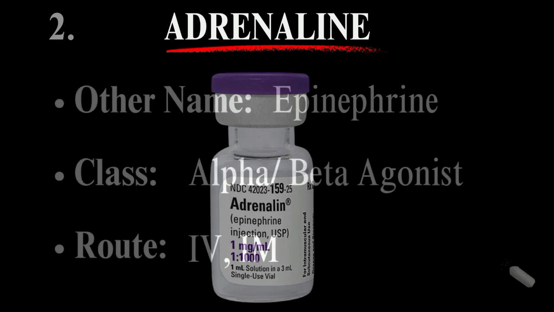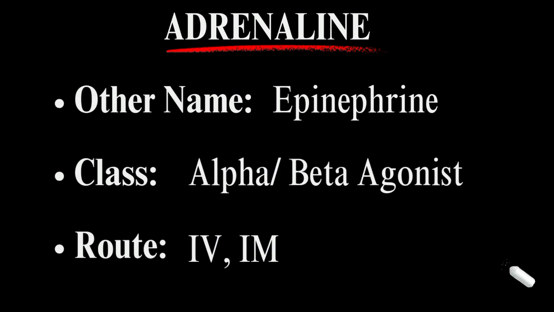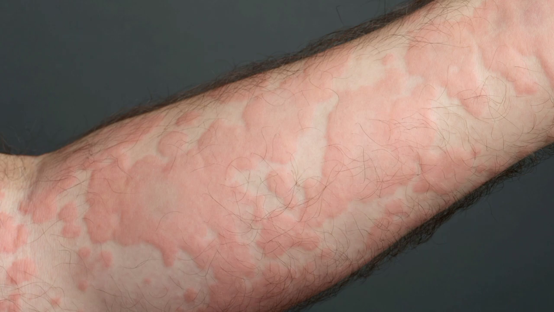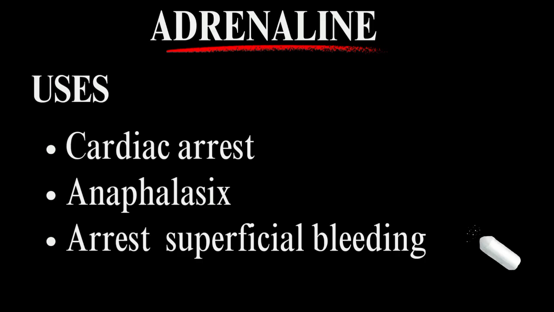Adrenaline is also known as epinephrine. It's an alpha beta agonist. So it works by causing smooth muscle contraction and vasoconstriction. So the route of administration is IV or IM depending on the indication. It's used in cardiac arrest, in allergic reactions, and also to arrest superficial bleeding.